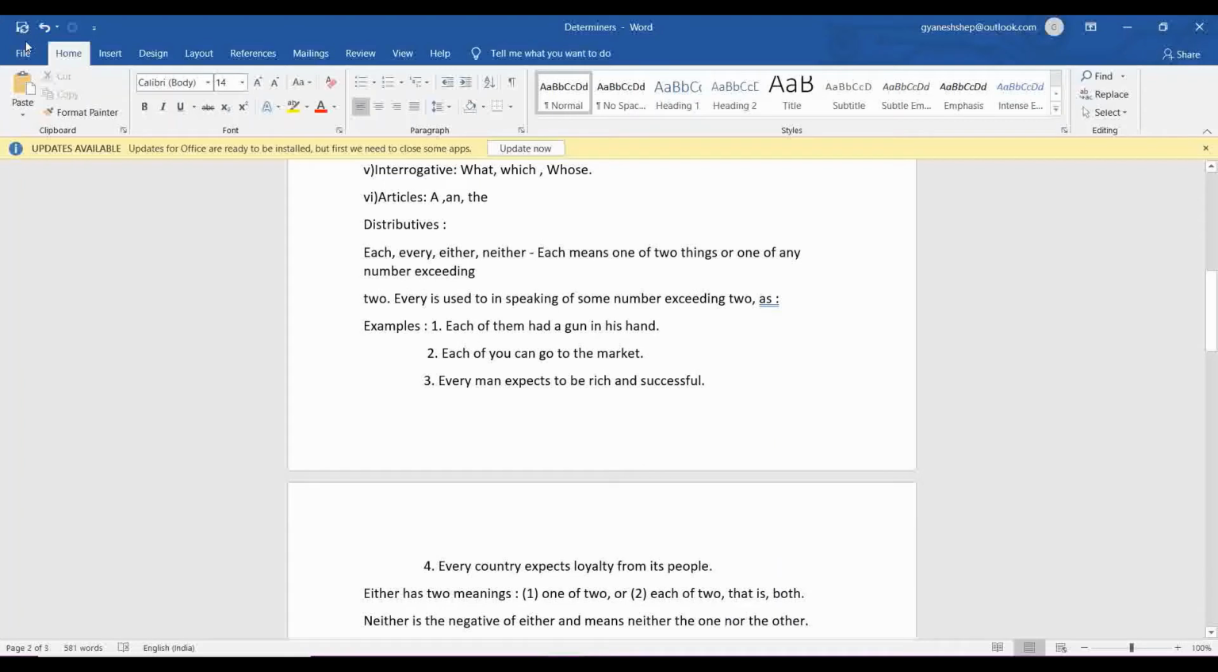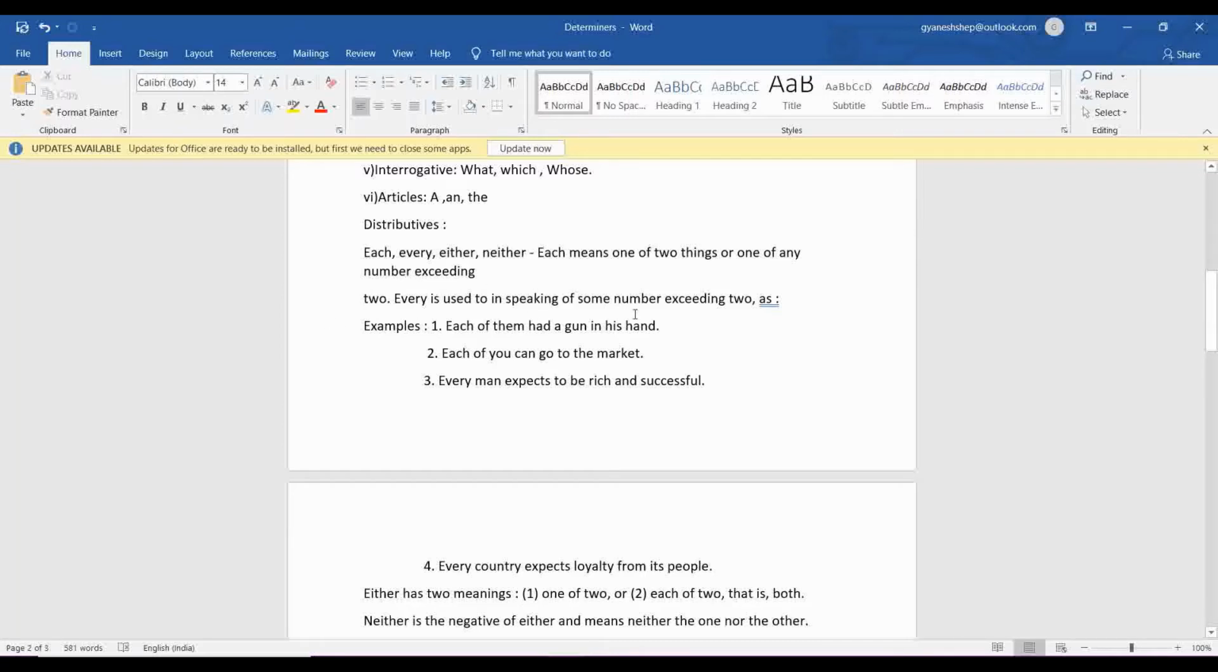Now distributives. I am going to tell you in detail about them. After demonstratives, we are going to discuss more about the distributives. What is a distributive? Each, every, either, neither. Each means one of two things or one of any number exceeding two. For that we will use these distributives. Now for example, each of them had a gun. When I am talking about each, see, number exceeding means exceeding two.